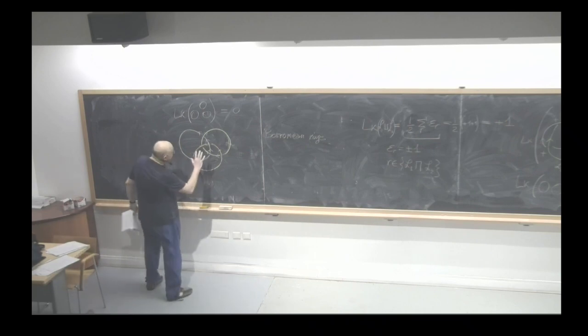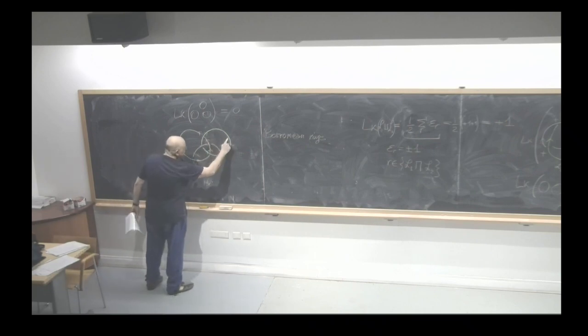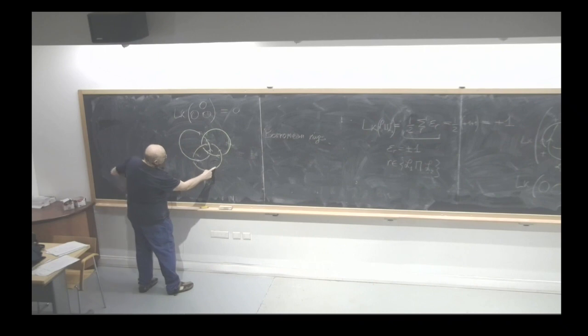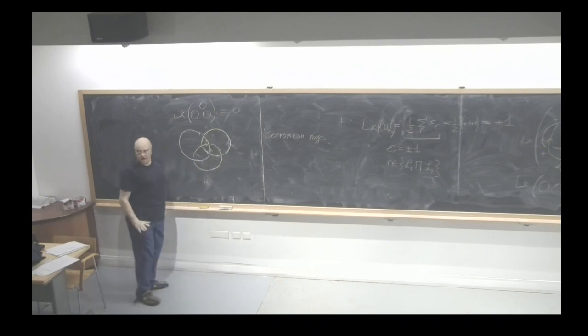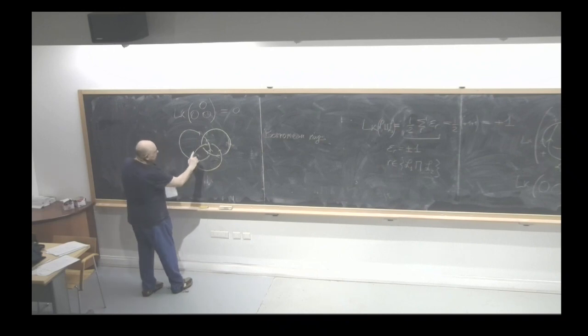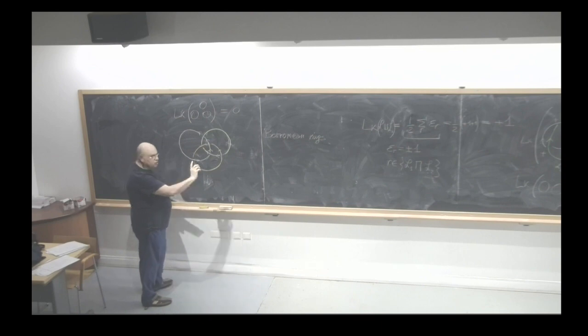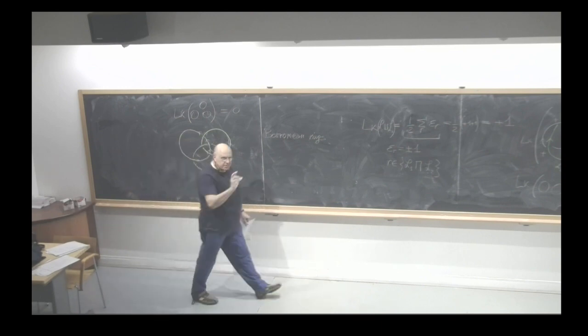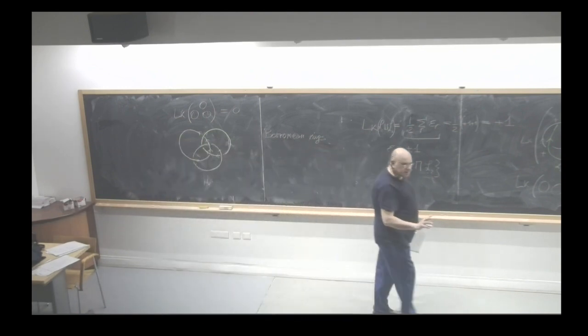But if you pay attention to, for example, this one and this one, and you, in your mind, remove the white one, you see that the orange and the green are unlinked. And you do the same, remove the orange, and then you see that the green and the white loops are unlinked. So each pair is unlinked, but the 3 together are linked.